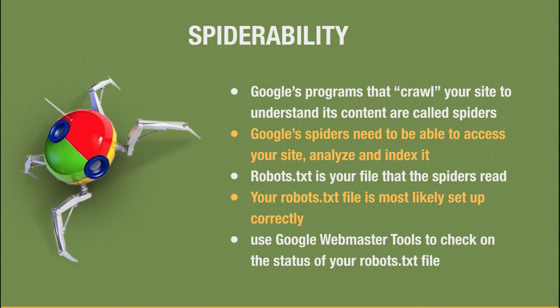If you're using a website builder like Squarespace, WordPress, Wix, Weebly, etc., they create and submit the robots.txt file automatically for you. If you're still unsure about your site's spiderability, create or log into your free Google Webmaster Tools account, and you can check on your robots.txt file and see how it's being treated by Google's bots.